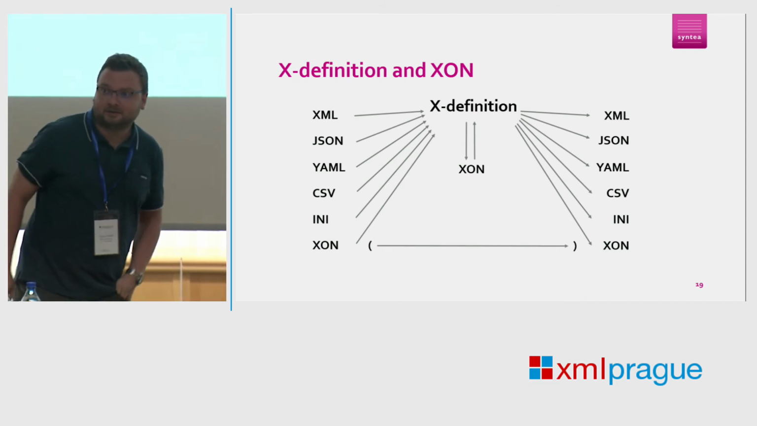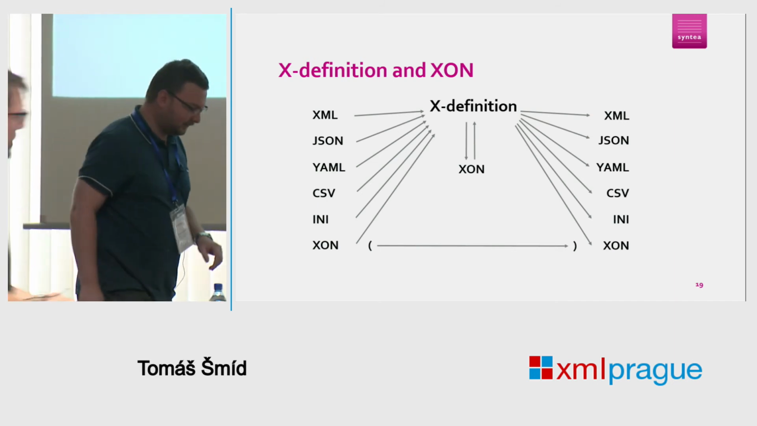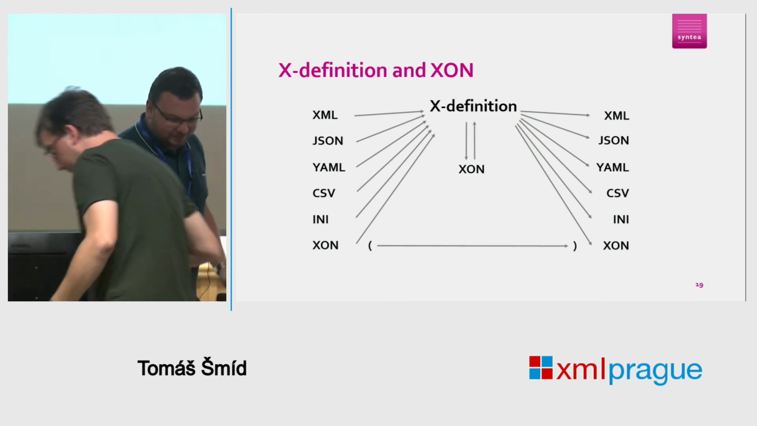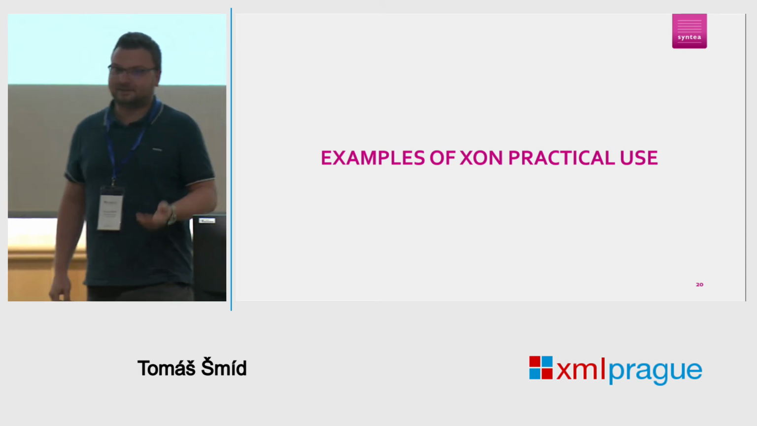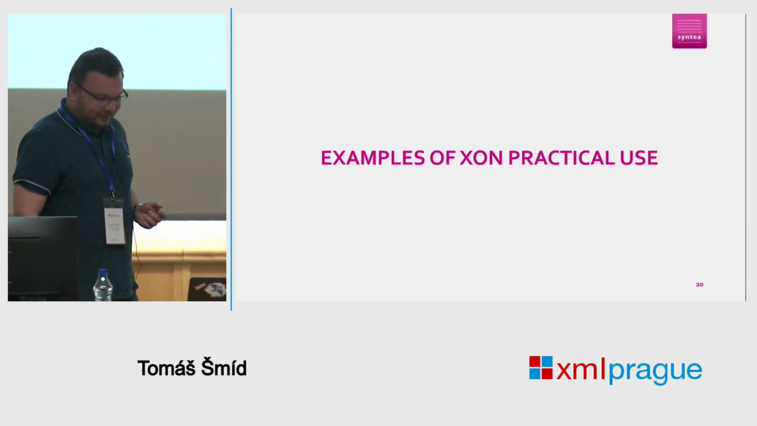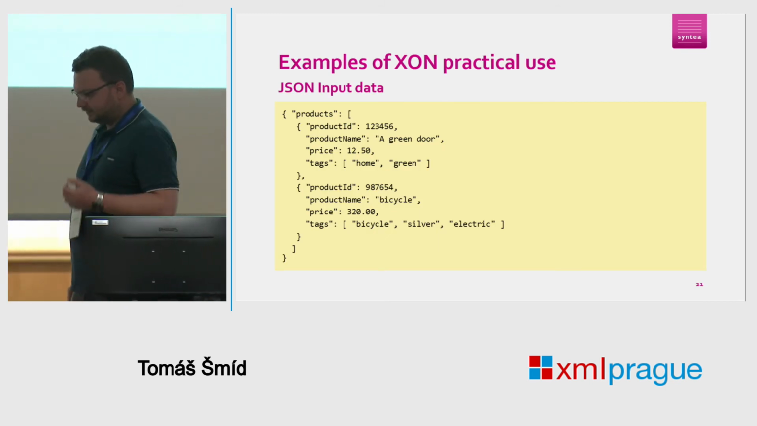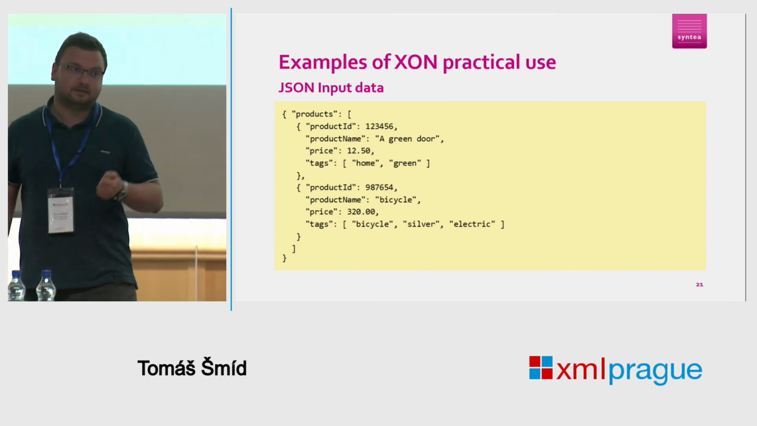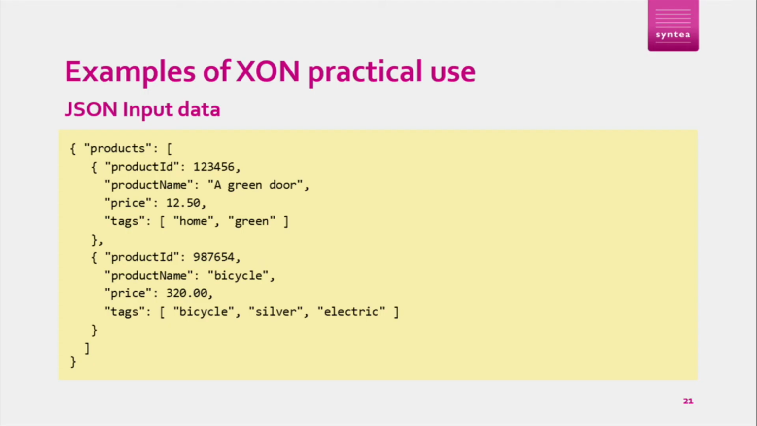Hello, everybody. I would like to thank the architect that he described the XON very briefly. My name is Tomáš Šmíd, and I will show you a few very fast practical examples of using XON. The first example is how we can process the data from JSON and XON. This example is about having two types of different input data. Meanwhile, we have only one description of the data model. It means we have one validation model.